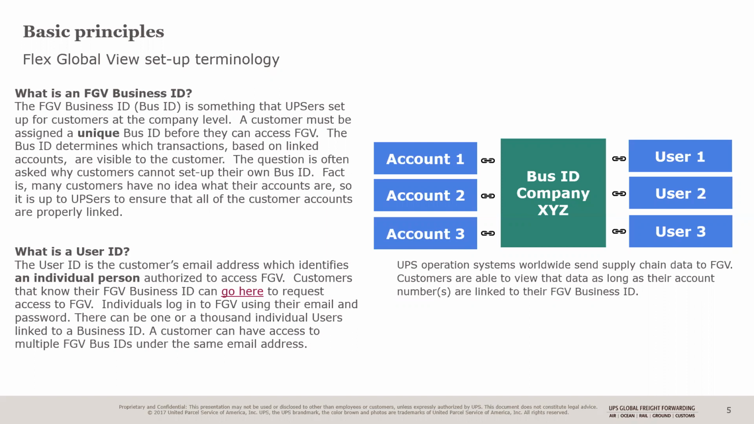And we did this because many of our UPS customer-facing technology applications will be migrating to the same platform we've just migrated FGV to. And this will allow customers down the road to have just one user ID, their email address, that will give them access to all UPS customer-facing applications. The other great thing about this setup is that now customers can have just one user ID to access multiple business IDs. Prior to this change, customers needed a separate user ID for every business ID setup they wanted to access. That's no longer the case.